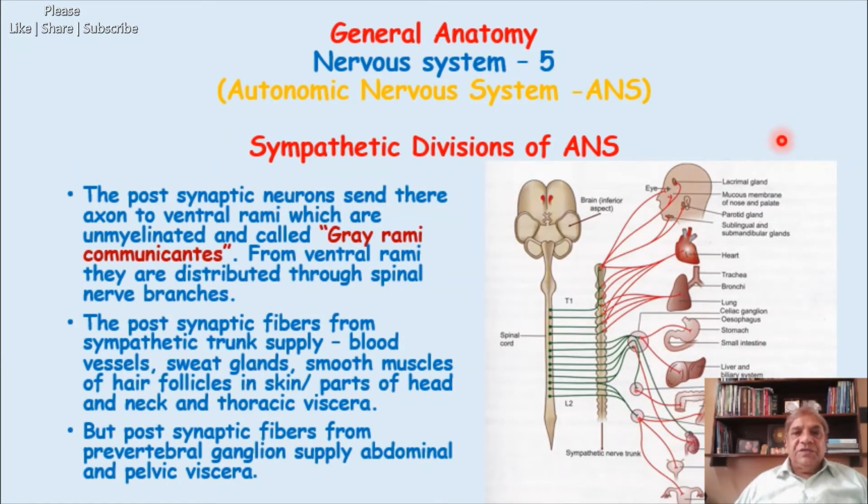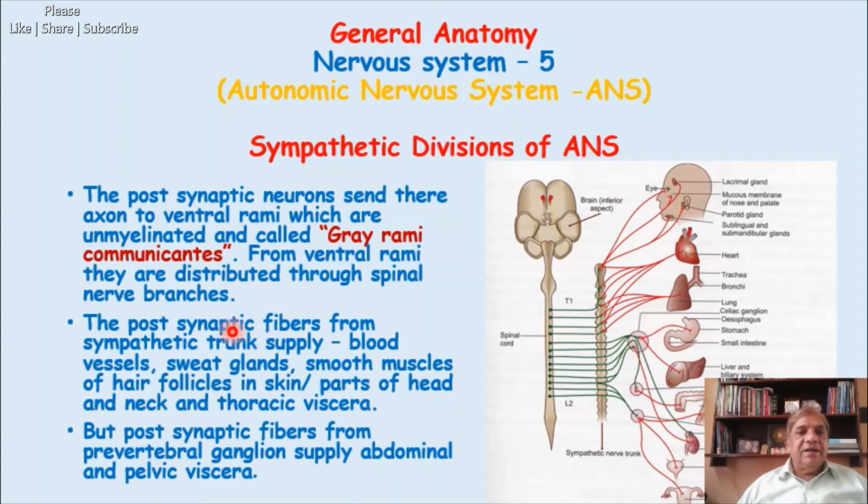Let us see the sympathetic division again. Now we trace the postsynaptic neurons and their axons, which are represented here in red color. They send their axons to the ventral rami, and these are unmyelinated. So all these red fibers, which join again to the ventral ramus from the sympathetic chain, are unmyelinated, and that's why they are called gray rami communicantes. From the ventral rami they are distributed through spinal nerve branches, along with the ventral ramus and dorsal ramus of the typical spinal nerve, which we learned in the formation of a spinal nerve. They will run along with those fibers to the different places.